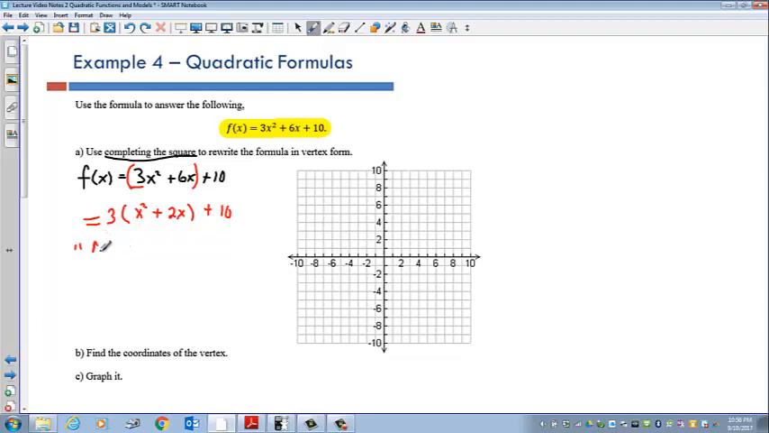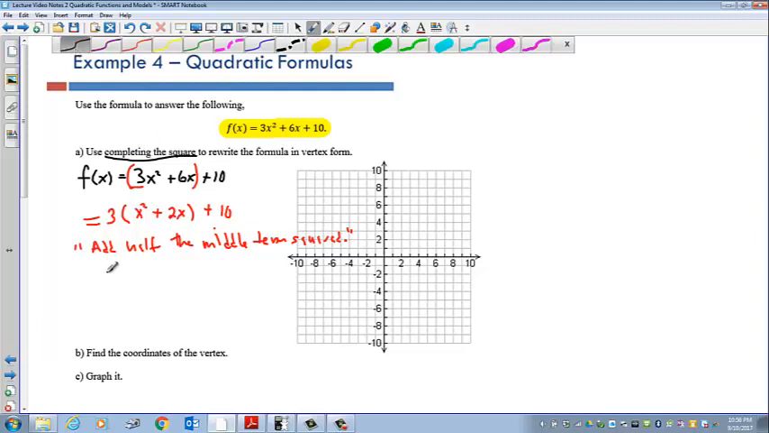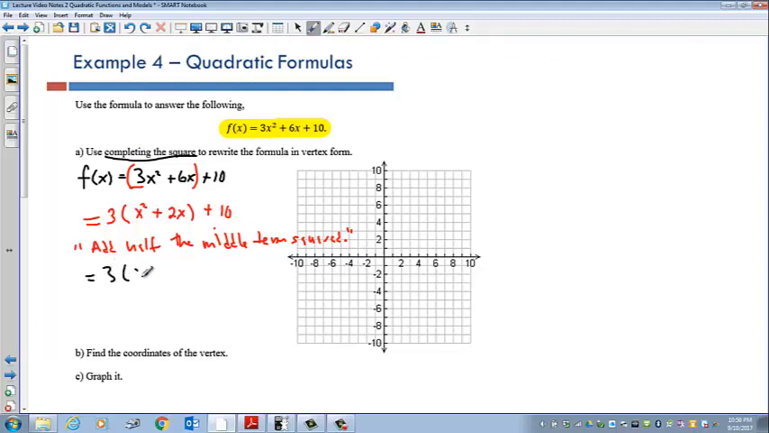So again, let's write down the saying. We add half the middle term squared. All right, so let's do that. What's the middle term in this expression? Well, certainly it's not 3 here. Certainly it's not the x squared. It's the plus 2x, right? So the middle term is the 2. Half of 2 is 1. When you square it, it's 1. And remember, write it right next to it, in parentheses. So we're right here, and then on the very end you have plus 10.